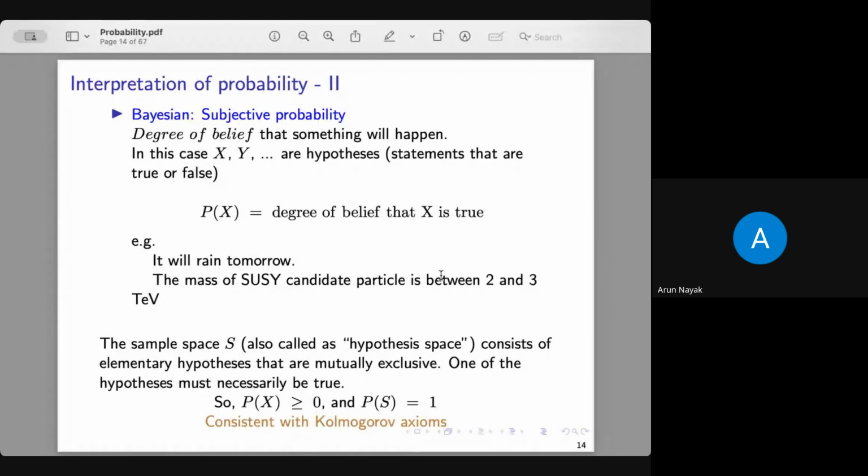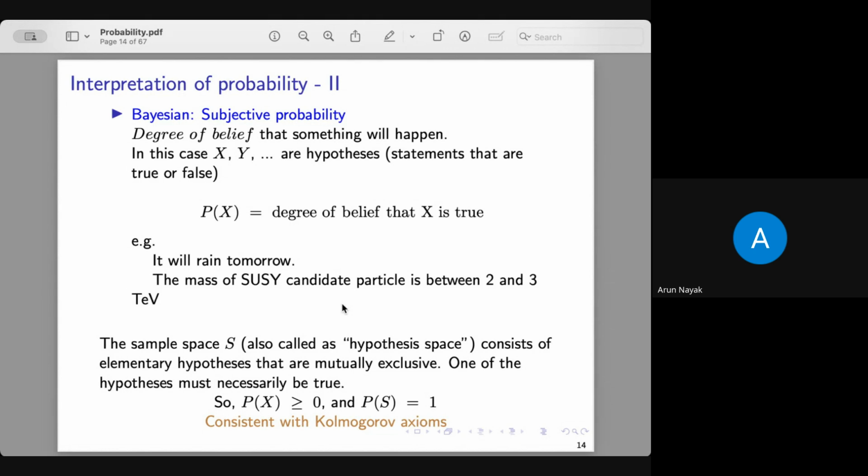Okay, so that we cannot do unless we find that particular particle. So beforehand, you can only assign some degree of belief to that statement. That's why this subjective probability is many times associated with unknown constants, which basically reflects one's confidence that some value lies in certain intervals. Like I said, this statement that the candidate is between 2 and 3 TeV, either it will be in that range or it will not be in that range.